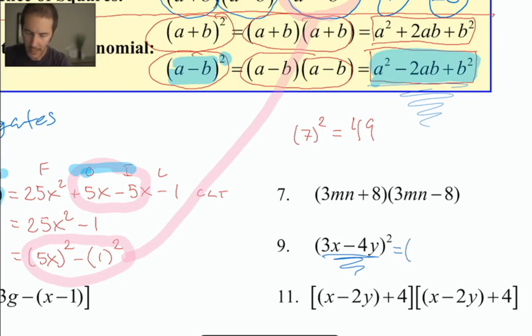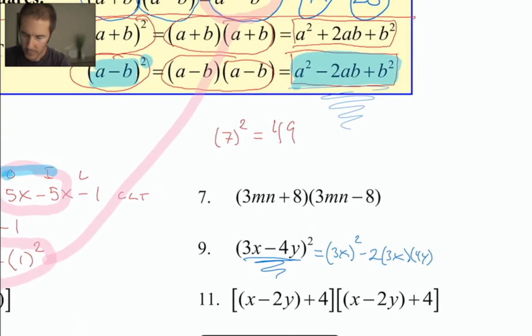We'll take our a term, which is the 3x, and we'll square it, and then we'll subtract a pair of ab's. A is 3x, b is 4y, and do I have room over here? Just barely. We're going to add our b value, which is 4y, but we have to square it. Make sure your 4's and your y's are distinct. There we go. Okay. And now we have to clean this up.